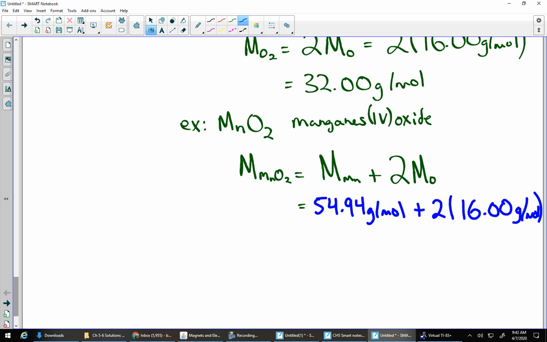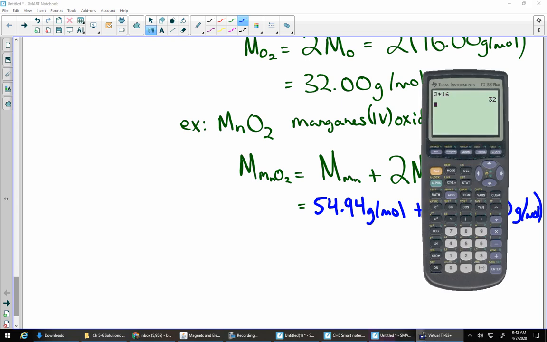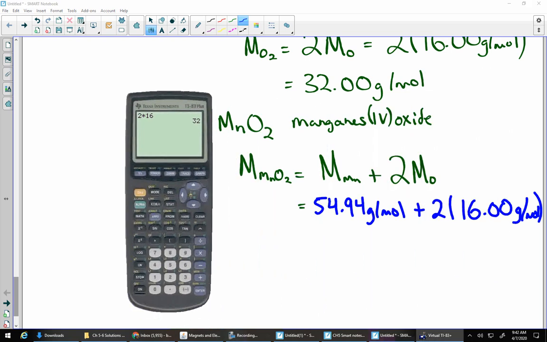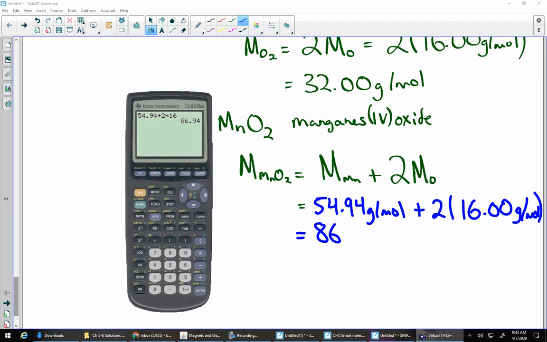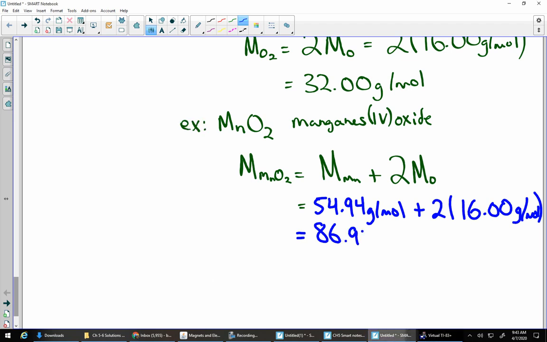Excellent. And again, now I'd plug this into my calculator. Now, if you're an expert at this, if you're feeling super confident, you don't need to show all this work. You can just go straight to your calculator and your periodic table, and you can say 54.94 plus 2 times 16 is going to give me 86.94 grams per mole. Sweet.